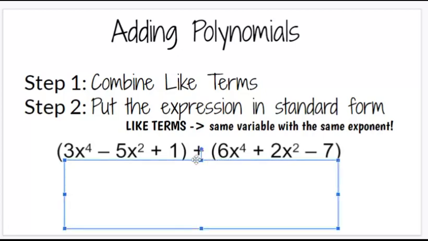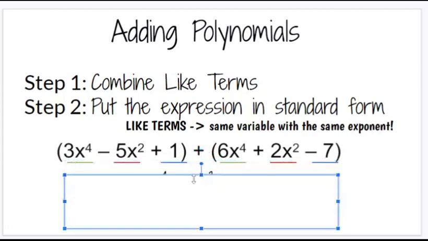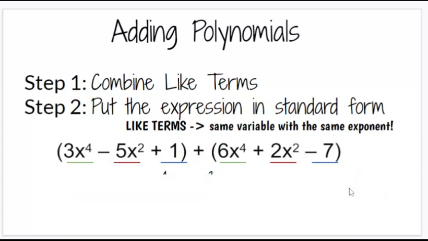And I do. What I've done for you is I have underlined them in different colors to represent what terms go together. So I have 3x to the 4th power. Well, 3x to the 4th power is a like term to 6x to the 4th power. Negative 5x squared, or negative 5x to the 2nd power, is in the same family as plus 2x to the 2nd power, or plus 2x squared. And the 1 is the same like term as the negative 7.